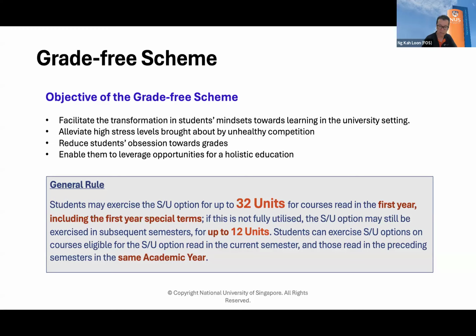Now, it is important to note that the SU decisions for semester 1 courses can be made at the end of semester 2. So you can defer that decision until the end of semester 2 and look in totality at the courses and the grades you've gotten for that whole year before you decide which courses you want to exercise SU options on. There's no need to rush, because the moment you exercise an SU option on a particular course, that decision is irrevocable. You cannot come back and change your mind later on.